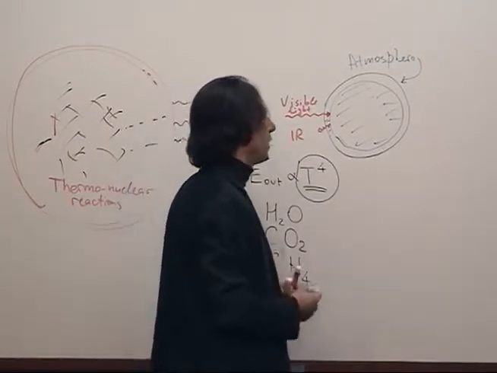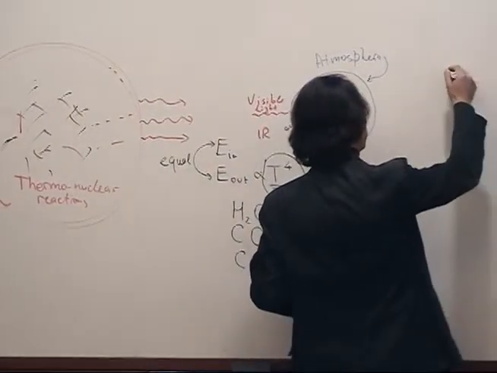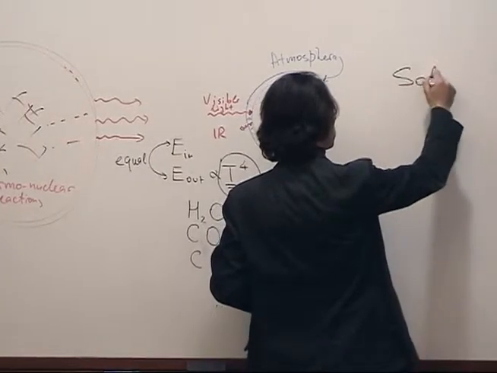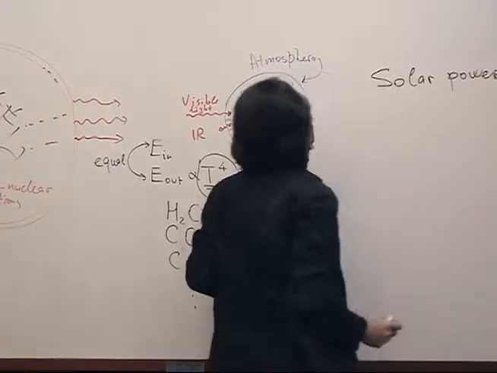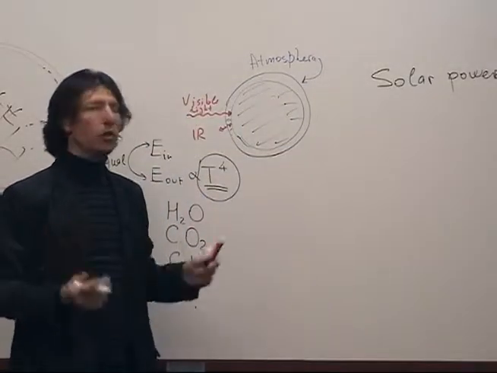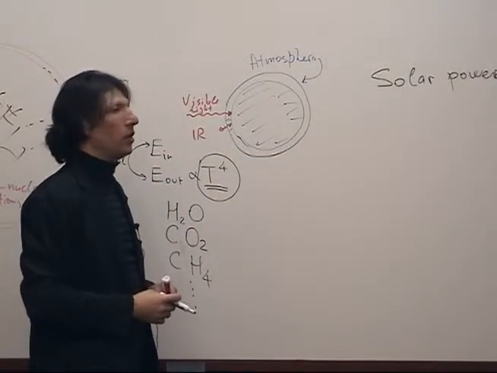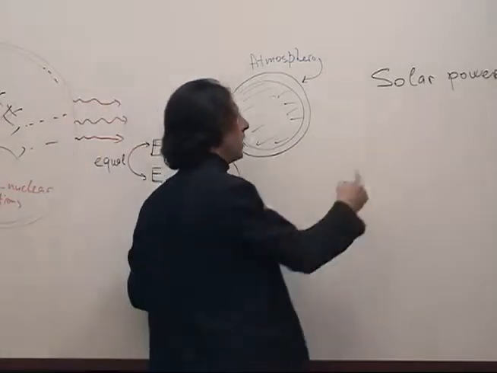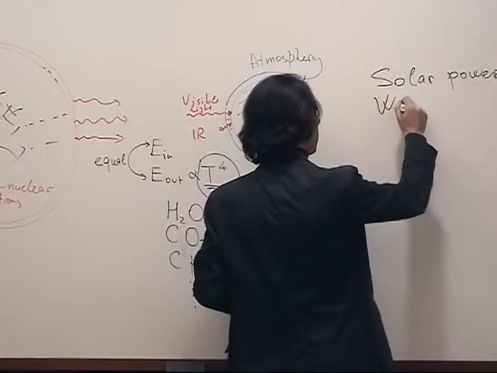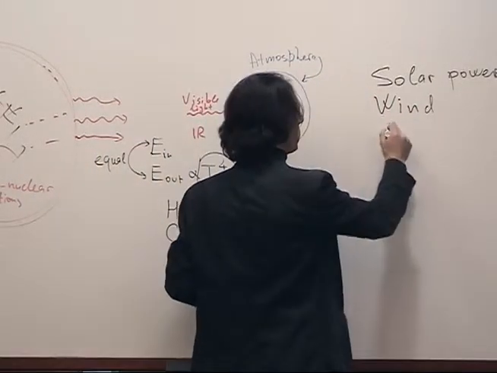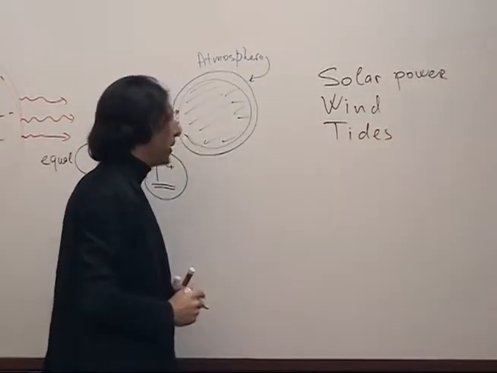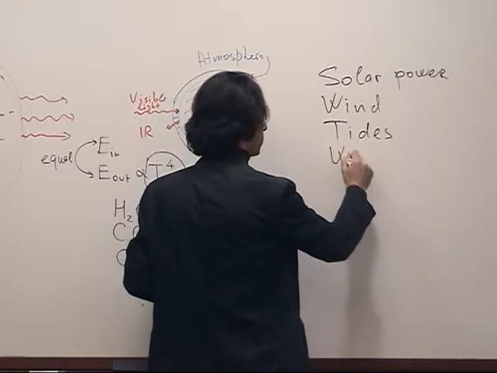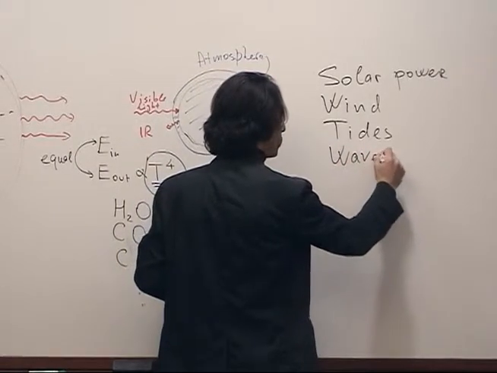on Earth. And the solar power is the reason trees can grow. It's the reason the wind blows, and waves, or at least some waves in the ocean.